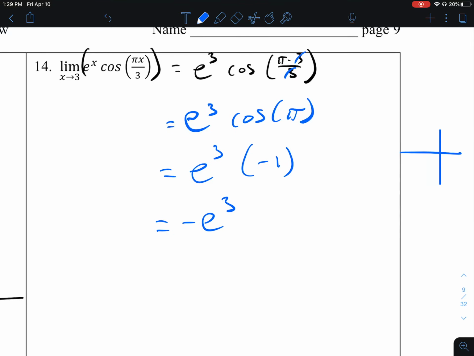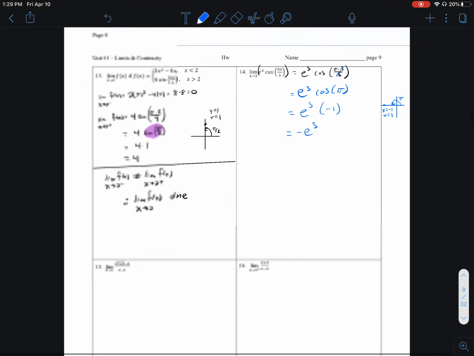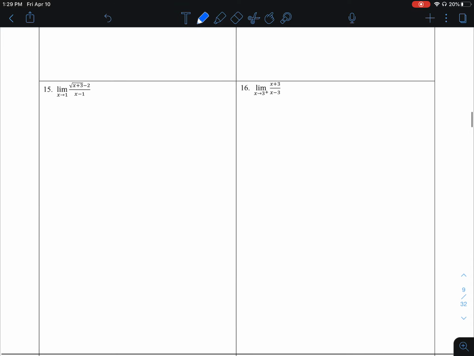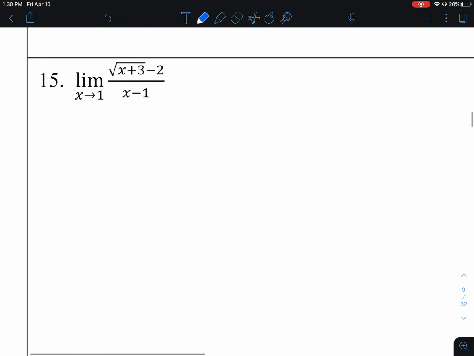Why is cosine of pi negative 1? Well, pi is on the negative x-axis. Over here, x is negative 1 and r is positive 1. Cosine is x over r, that's negative 1 over 1.